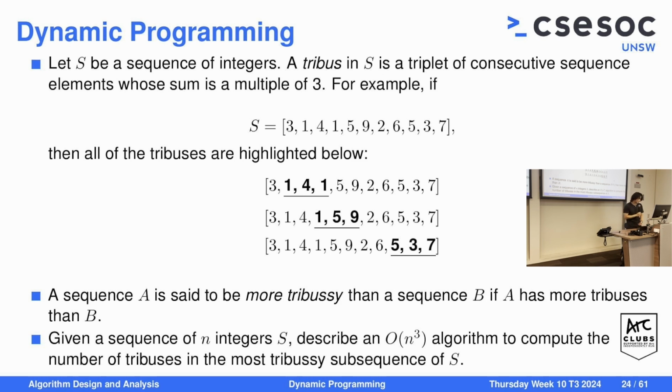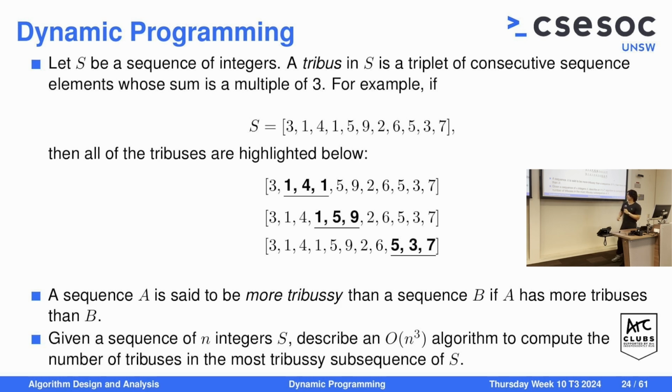And a sequence A is said to be more tribusy than a sequence B if A has more tribuses than B. So given a sequence of n integers S, we want to describe an O of n cubed algorithm to compute the number of tribuses in the most tribusy subsequence of S. This question is quite tough, but have a think about it. But also, you know it's DP.